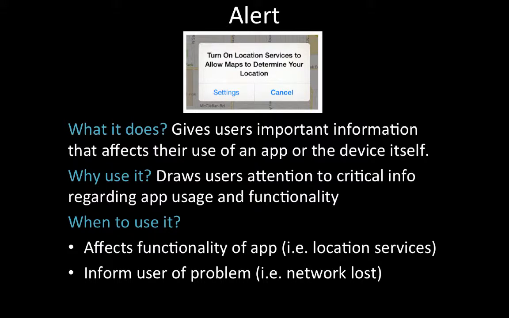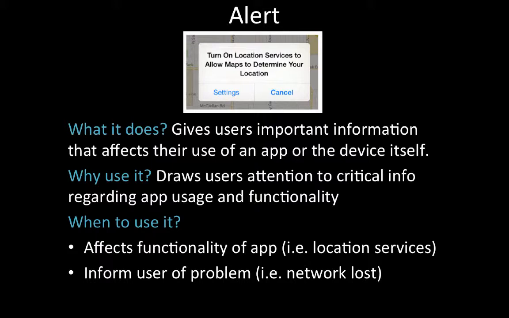So here we are in the alert, and here's an image of what an alert view typically looks like. What it does: it gives users important information that affects their use of an app or the device itself. Why use it? It draws users' attention to critical info regarding app usage and functionality. When to use it? When it affects the functionality of the app, right? So that's when you want to bring up an alert view, if it's going to affect the functionality of an app.